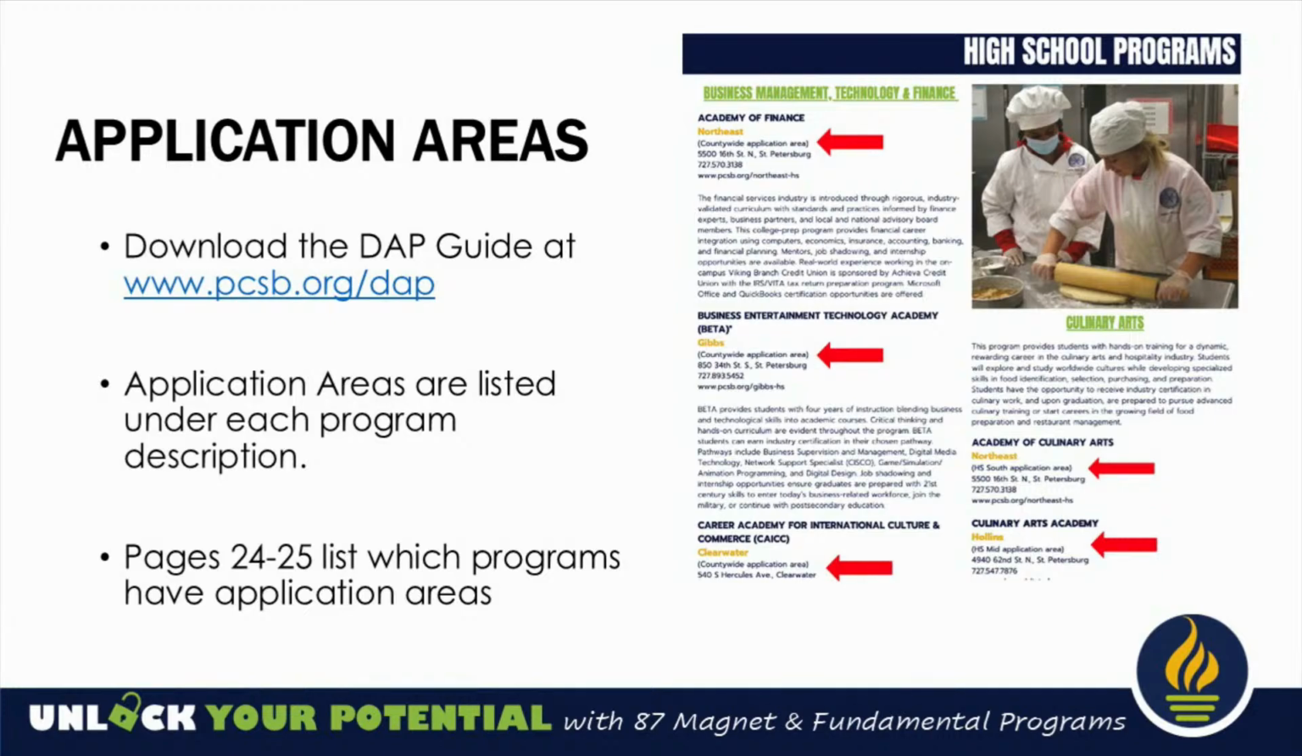I'm going to jump in real quick because if you're not sure what your zoned school would be, your zoned middle or high school, or if you're in elementary, we have a tool on our website. If you go to www.pcsb.org/zone, you can enter your address there, and it will tell you what your zoned middle and high school are to help you better understand what application areas you are in.